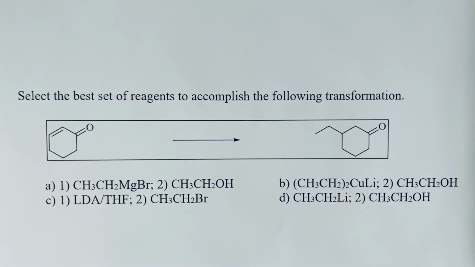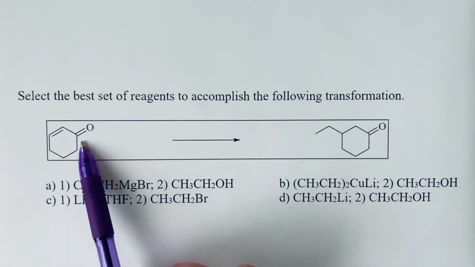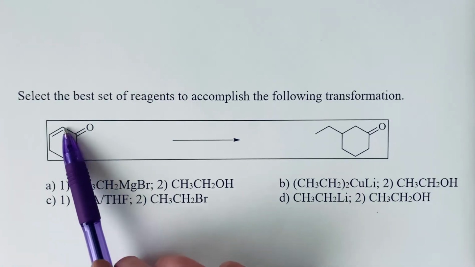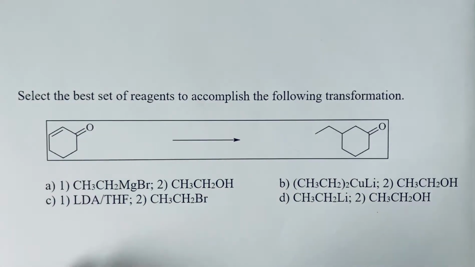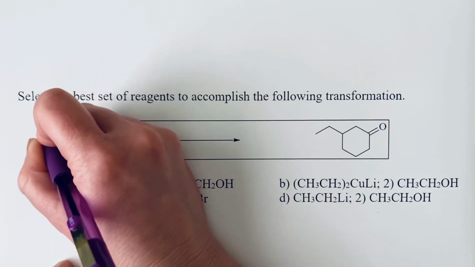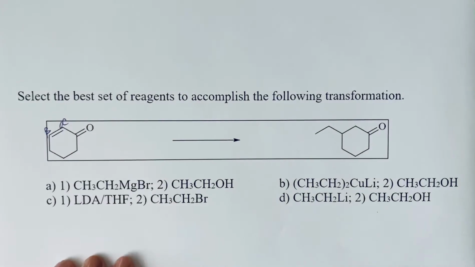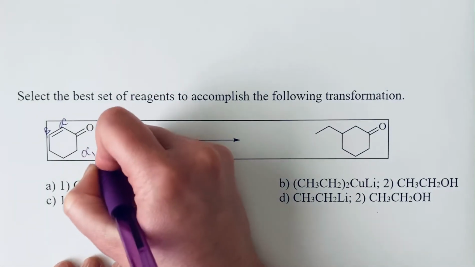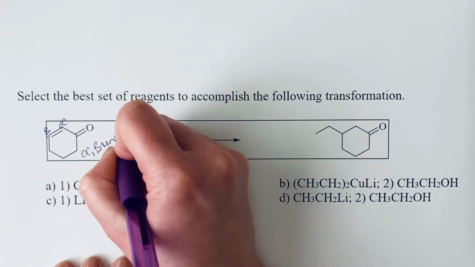Select the best set of reagents to accomplish the following transformation. So if we look at our starting material, we can see a ketone, and specifically it's a ketone that has an alkene that is conjugated to it. So we see an alkene between the alpha and beta carbons. We also call this an alpha beta unsaturated ketone.